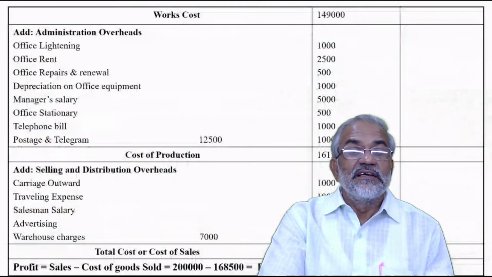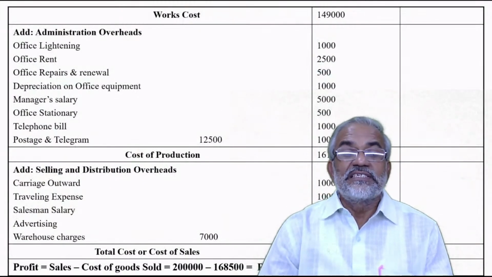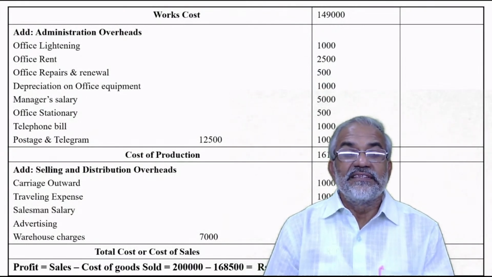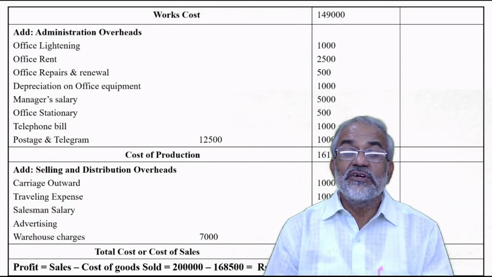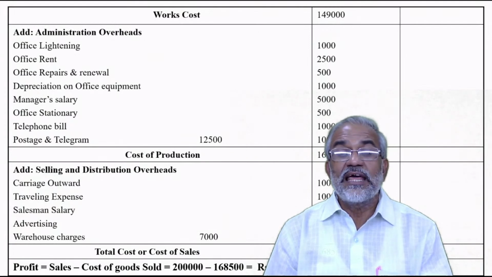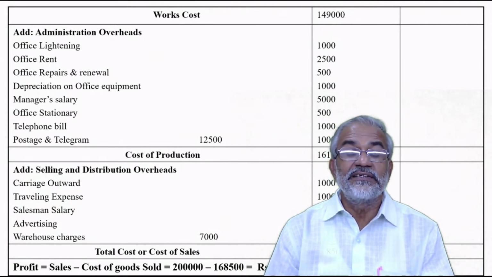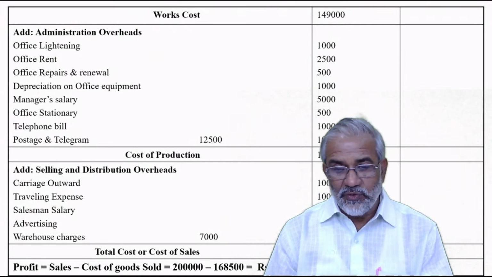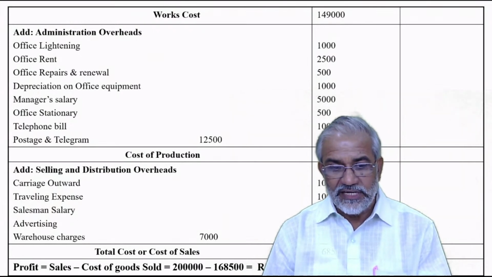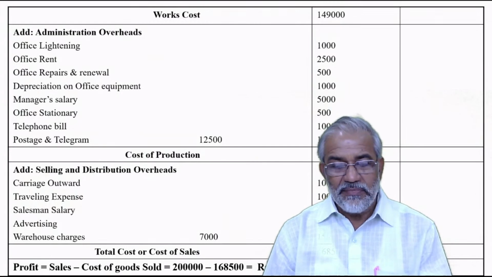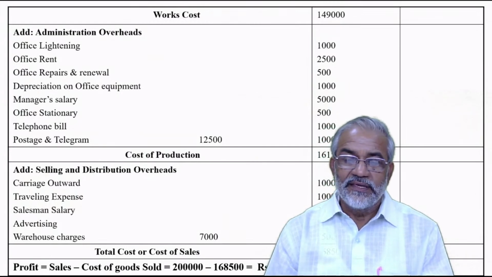sales is 2 lakhs. When the sales is 2 lakhs, that has to be deducted from the cost of sales, which has been arrived at 1,68,500. And the profit is automatically arrived at 31,500, which is the result of sales minus cost of sales.